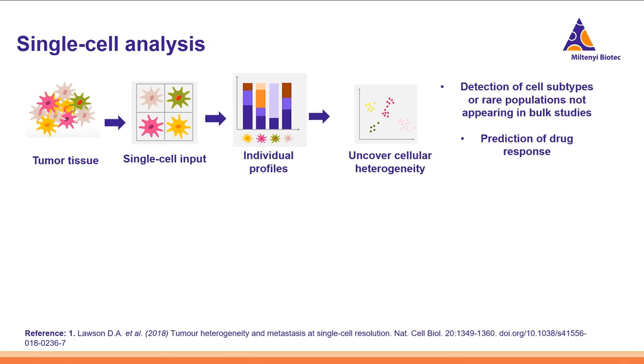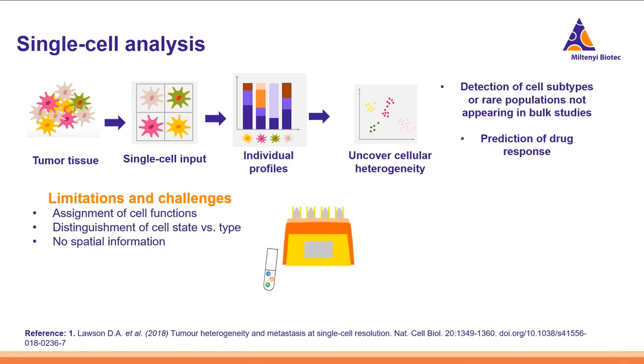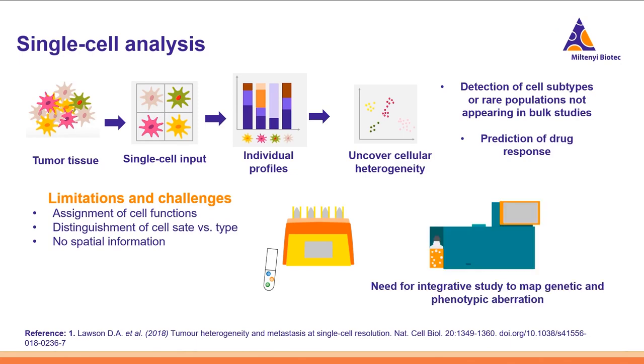Having a single cell resolution from a tumor tissue really unlocks the cellular heterogeneity present in the tumor. It allows us to detect subpopulations that cannot appear in bulk studies but can be responsible for drug response. The limitations and challenges are related to the difficulty in assigning different cell functions and also to the fact that we don't have any spatial information. So these kinds of studies will eventually need to be integrated with spatial analysis, for example, by the Maxima, to get genetic and phenotypic aberrations in space.